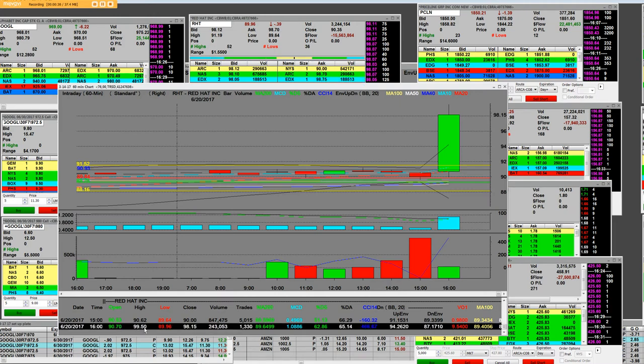We did run up to $99.50. And because of the good news and the kind of money that will be made on these options, the $90 strike price is wonderful.